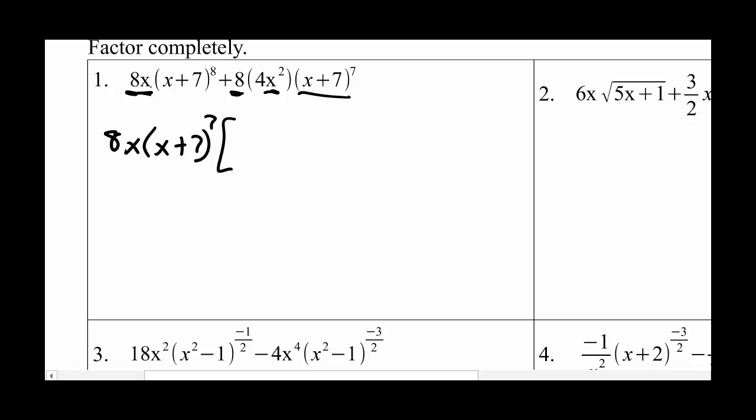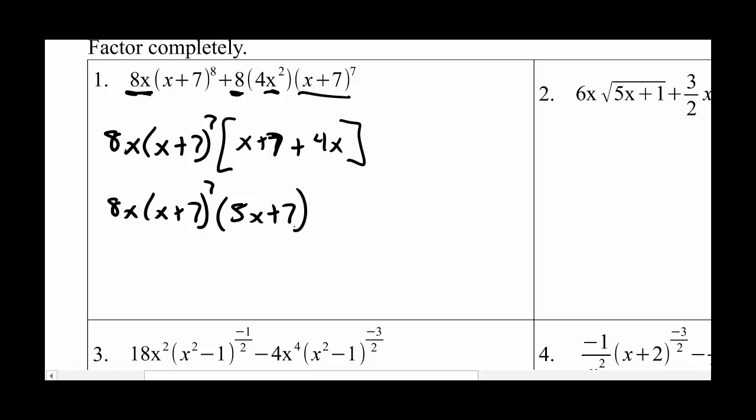Of this first term, the 8x is gone, x plus 7 to the 8th, I still have an x plus 7 left behind. That 8 is gone at the second term, I still have a 4x that's left behind. And then we can kind of clean this up. So 8x times x plus 7 to the 7th times 5x plus 7. And that would be it. So that's been factored completely.